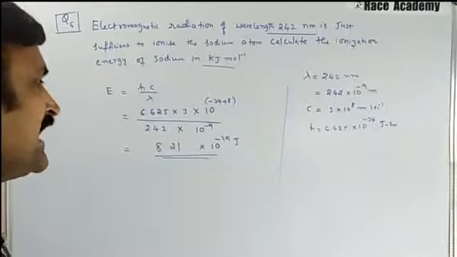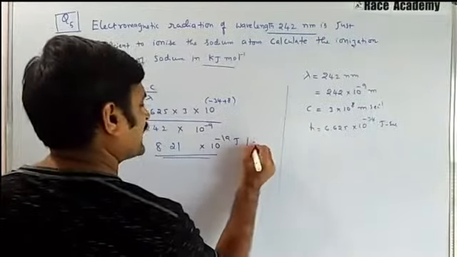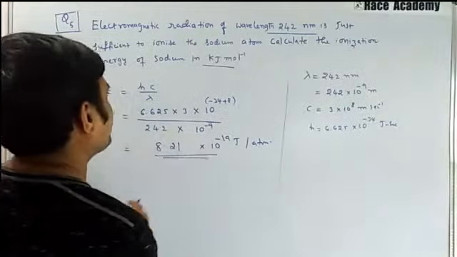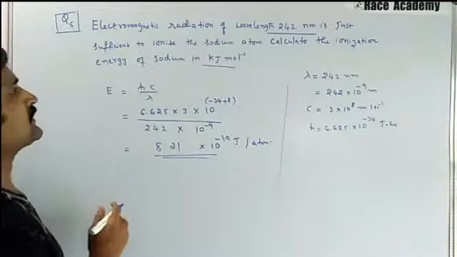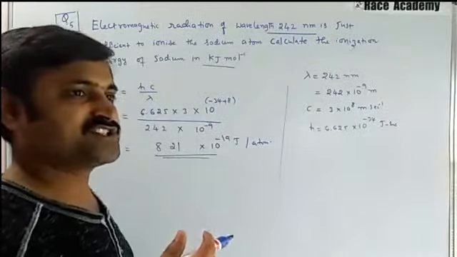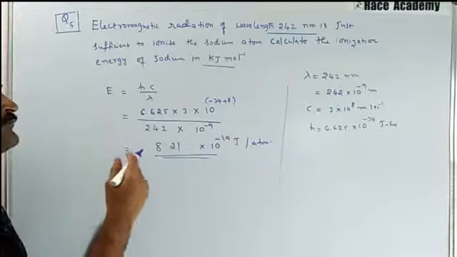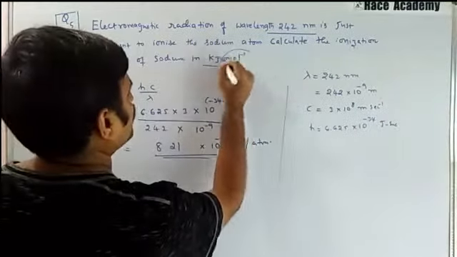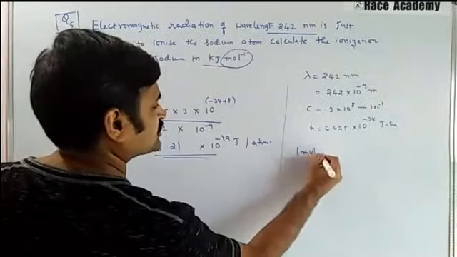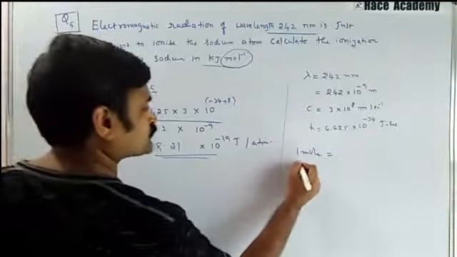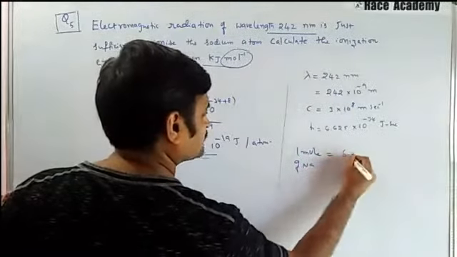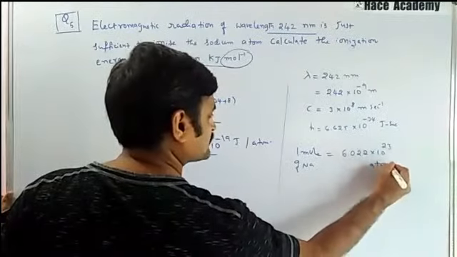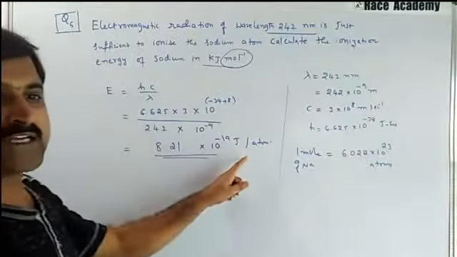That means this is the value for one atom. For one sodium atom, this is the energy required to remove the electron. Ionization energy means how much energy is required for the removal of an electron from the atom. But here, they have asked to calculate the energy in kilojoules per mole. We know that 1 mole of sodium contains how many atoms? That is 6.022 into 10 to the power 23 sodium atoms. So for 1 atom, this is the answer.